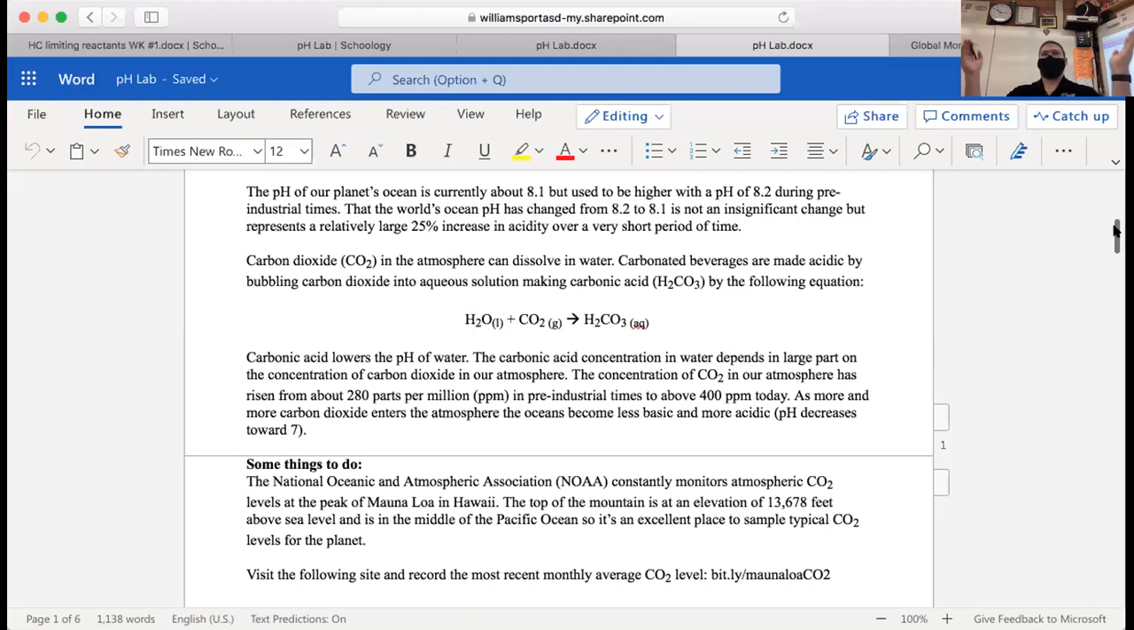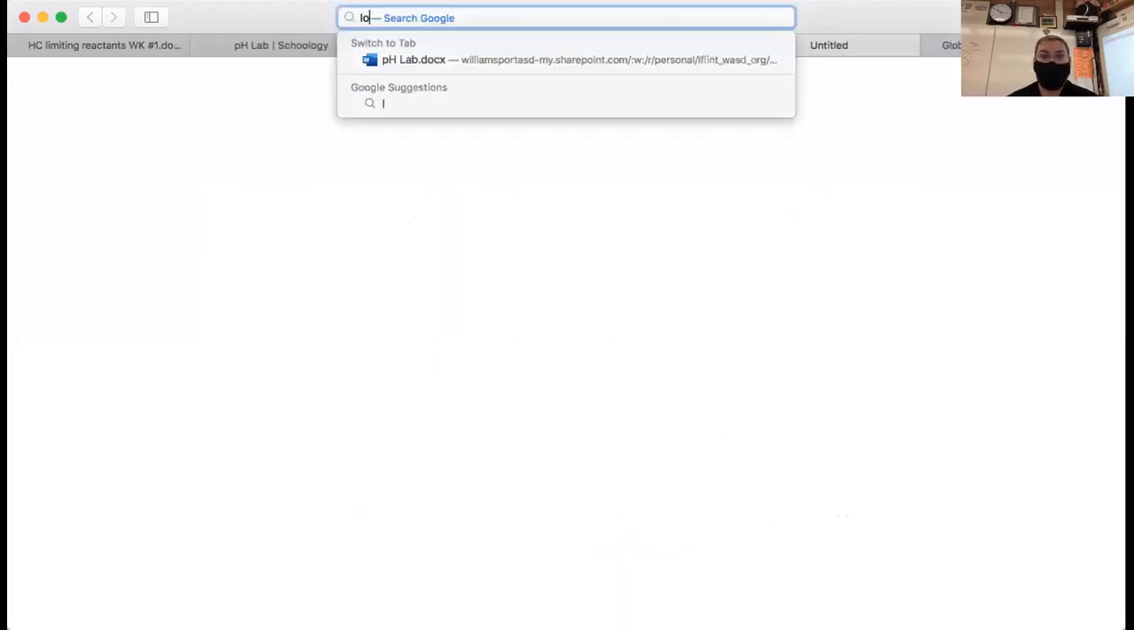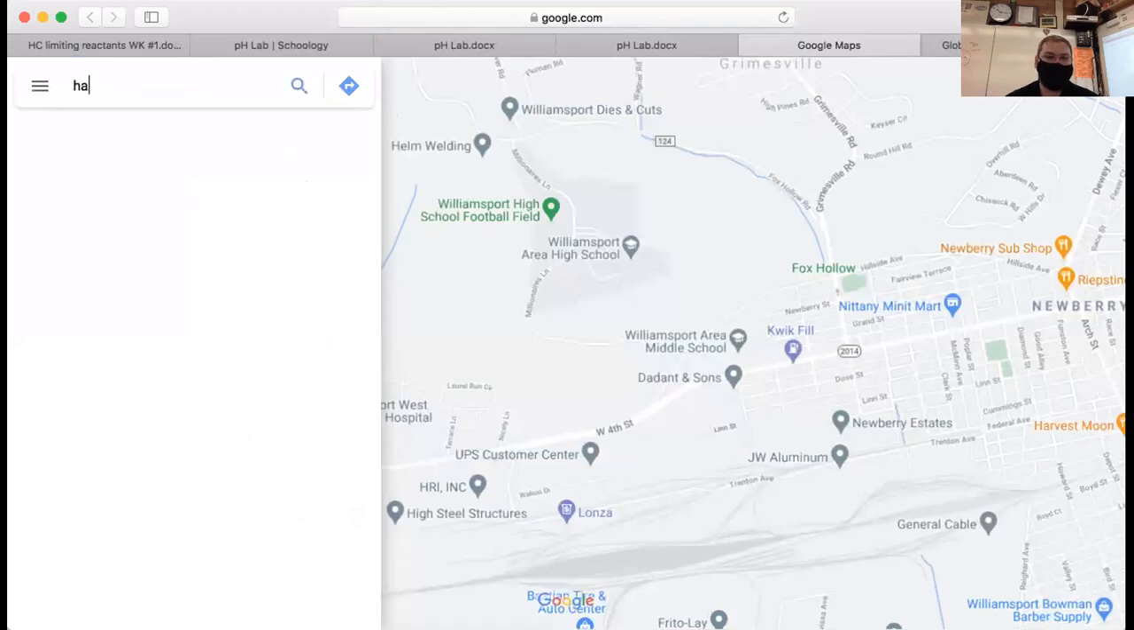So we have carbon dioxide in our atmosphere, and that carbon dioxide gets dissolved in the ocean. The more carbon dioxide there is, the more carbonic acid ends up in the ocean, and it ends up in an equilibrium with the carbonate anions. So an important thing to know, and I brought this up a lot in this class, is the role that Hawaii plays in oceanography.